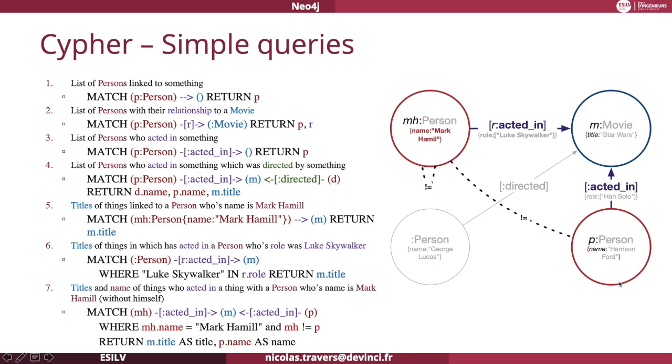So if we find some person who acted in this movie, there are two different persons who acted in it, and we want them to be different. And that's it. We will have the name, so we can refer to the name and the title of the movie. The AS here is just to rename, inside the output, the name of the property we are providing.